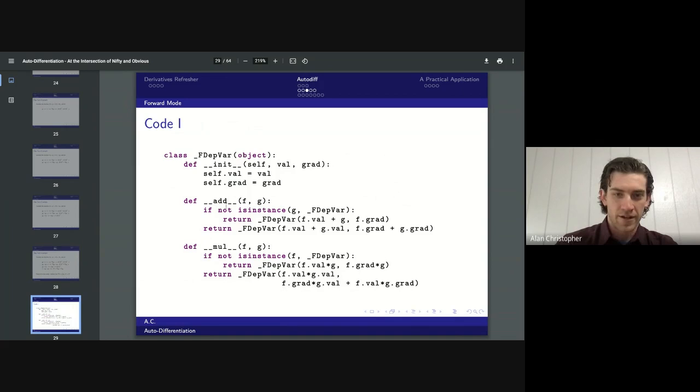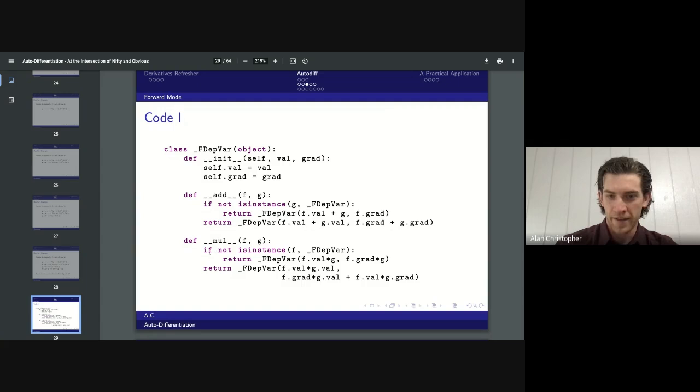Then we're going to define rules for creating new fdepvars that correspond to our linearity, product, quotient rules, et cetera. So let's look specifically at mul. Mul is slightly more interesting than add. Two things to note here. First, we always return an fdepvar. That way it's contagious: if I multiply a constant into my gradient-aware calculation, I still get a gradient-aware calculation flowing forward. The second thing is that we check if we get an fdepvar being multiplied into ourselves, or if we get just some other object. If it's some other object, we're assuming it's a constant.